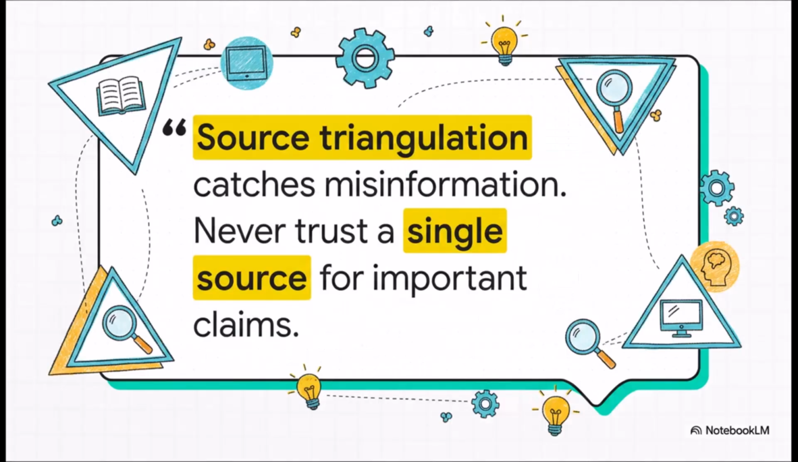All of this incredible engineering really just points back to a core philosophy of deep research, summed up perfectly right here. Never trust a single source for important claims. Source triangulation catches misinformation. By adopting human-like source verification, these AI systems are finally doing real, reliable investigative work.